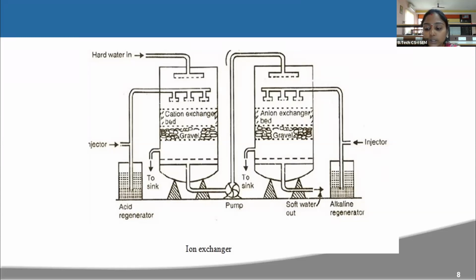Regenerate resins: the cation exchange resins can be regenerated by passing dilute HCl. So here H plus ions and OH minus ions are present. After completion of this process, the cation exchange bed has lost its H plus ions. Again, we have to fill the H plus ions, right? So that's why we have to inject the H plus ions. This is the injector, H plus ions.